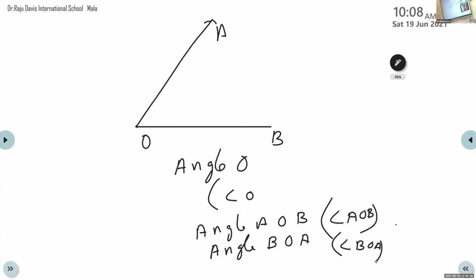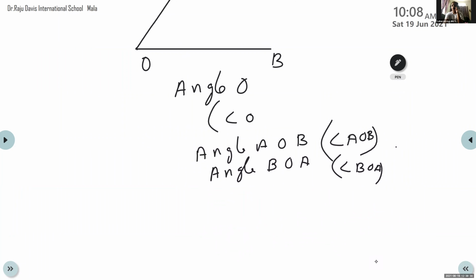Yes, tell me. Who is asking? Tell your name. Sarah. Yes, Sarah. Ma'am, is that a bracket? Yes, it is a bracket. This is a bracket I wrote. Instead of writing the word angle, this is a short form, angle O.